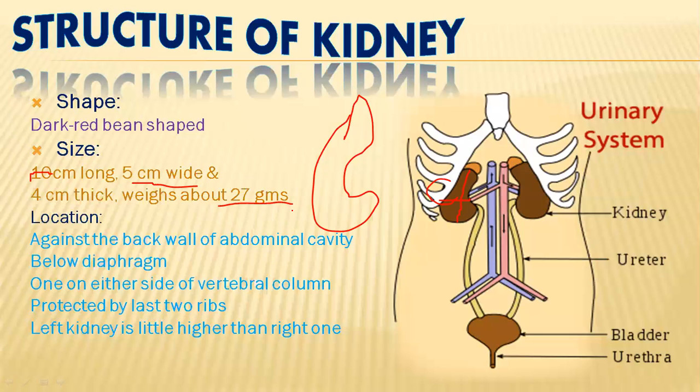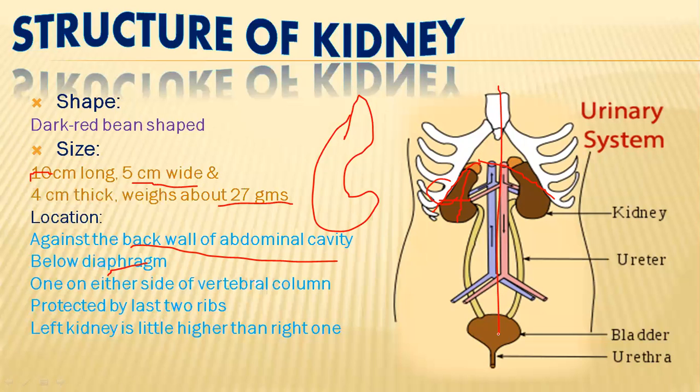If we see the positions of these two, they are located against the back wall of the abdominal cavity, at the back side of our body. Below the diaphragm, yes, we know that here is the diaphragm. So below the diaphragm they are located, one on either side of the vertebral column, which runs in the center of our body.